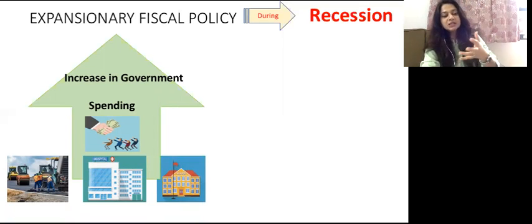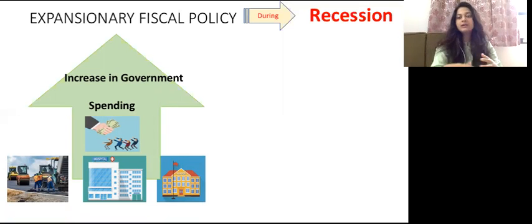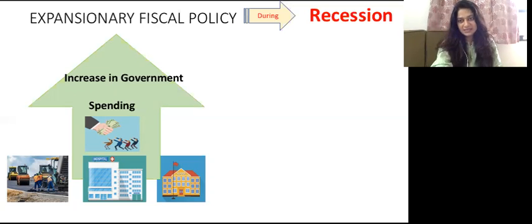When government makes so many projects, when government does so much work, then it actually gives employment to a lot of people. The employment in the country increases. When employment increases, people have more money in their hand to spend. So the aggregate demand also increases.